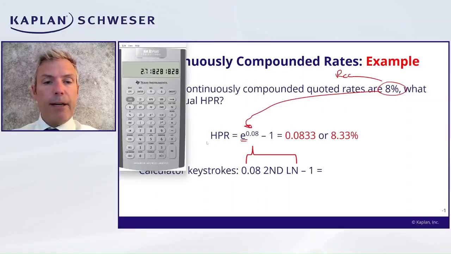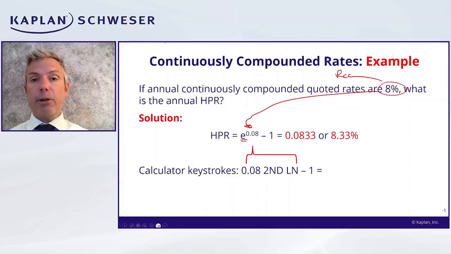Okay, so keystrokes here, let's just go through them. If you want to put e to the power of 0.08, you type 0.08 on your calculator. Like I say, don't forget to decimalize it. Then do second ln, all right, and you get 1.08328. Okay, take one off and you're back at 8.33. So yes, that's actually quite straightforward, isn't it?